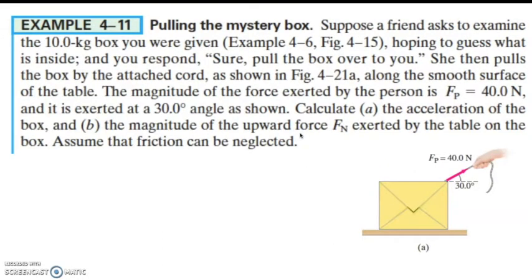Example 411, pull in the mystery box. Suppose a friend asks to examine a 10-kilogram box, hoping to guess what is inside, and you respond, sure, pull the box over to you. She pulls the box by the attached cord with a 40 Newton force at a 30-degree angle. We're going to calculate the acceleration and the normal force from the table onto the box. We are neglecting friction here. Do it now.